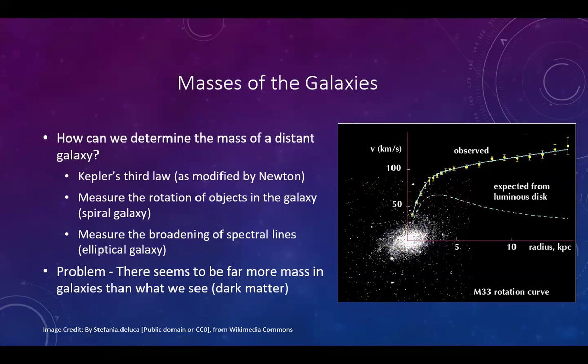And what we see, if we look at, say, a spiral galaxy, this dotted line is what we would expect to see from the stars we see. If we look at the stars, we see this much mass roughly. We expect to see something like this dotted line. What we actually observe is this line. This is a problem. This is for M33, which is another spiral galaxy in our local group. There seems to be much more mass in galaxies than what we see. Something like 80% of the mass in galaxies is invisible to us.